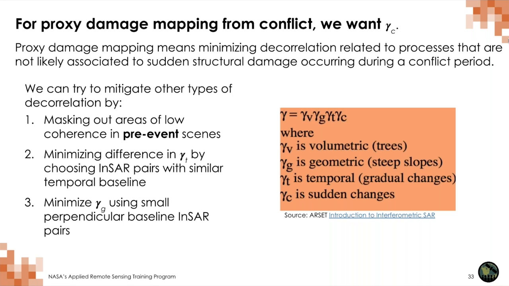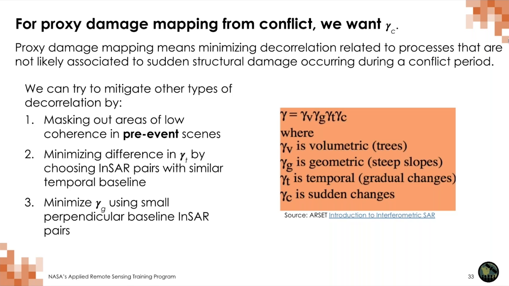But for our sake today, mapping proxies for damage from military conflict, we want sudden changes, denoted in Dr. Fielding's presentation as gamma sub C. And to retrieve signals of sudden damage, it means we need to minimize other types of decorrelation that are related to processes not likely associated with the signals we want to retrieve. So we have some straightforward ways of mitigating other types of decorrelation, so anything that's not a sudden change, that we'll employ today. And that includes masking out areas of low coherence in pre-event scenes. So if the area is already somehow random, we don't necessarily want to look for a change in that region because there likely isn't a stable scatterer in the region.